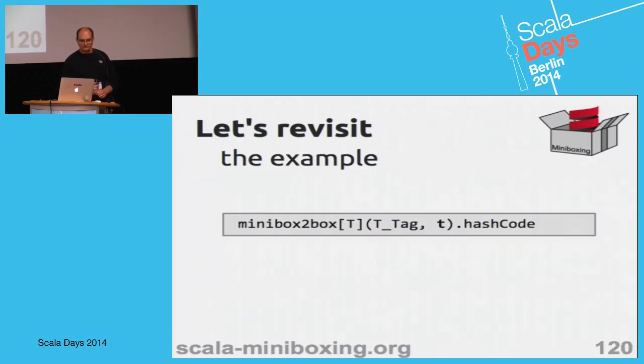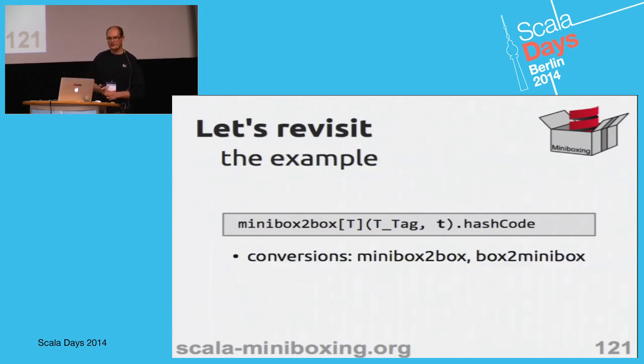What you need to do is basically introduce a conversion. So it's minibox to box in this case. It takes the miniboxed representation and boxes the value into a type T. And then it takes the type tags. There's your answer to the question: the type tag is necessary for the hash code.